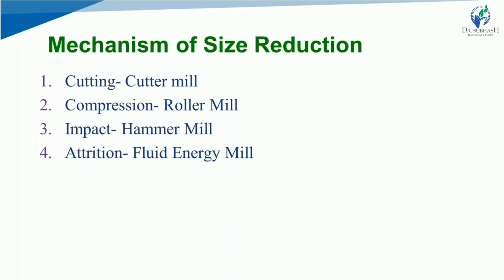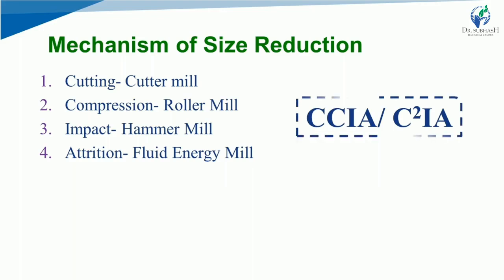For remembering these modes of mechanism, you can remember by using this trick, that is the first alphabet of each mode, that is CCIA, or you can also memorize C square IA. For first C it is cutting, for second C it is compression, I means impact and A means attrition. So this will help you in your competitive exams or even in your theory exams. So these are basic modes of size reduction mechanism.